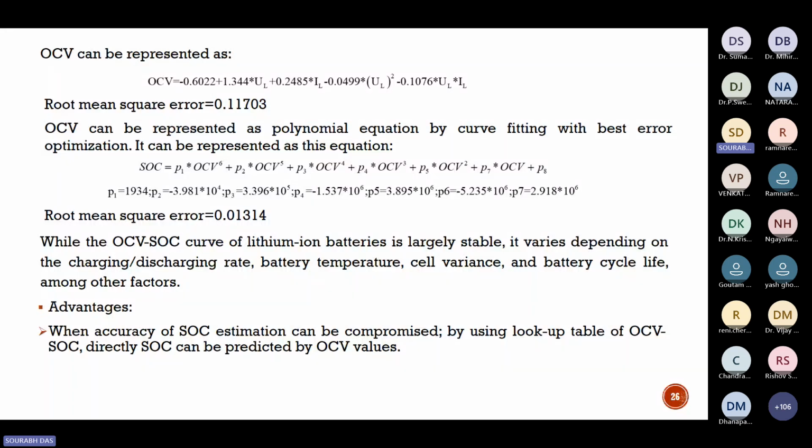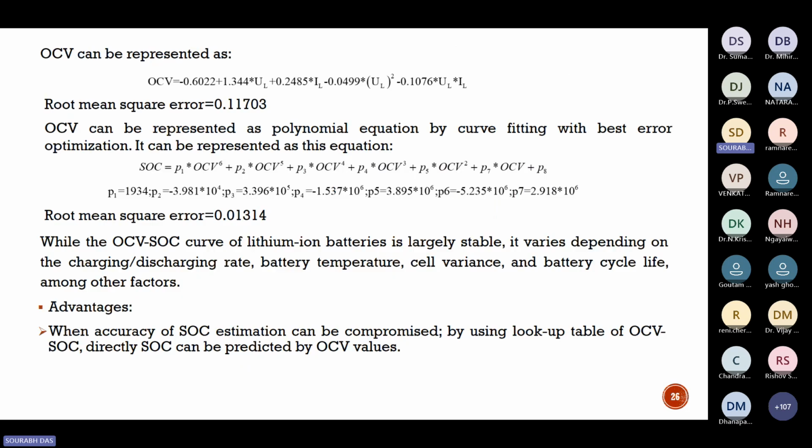If accuracy is not required, then we can directly measure or estimate the SOC using the SOC OCV curve only.